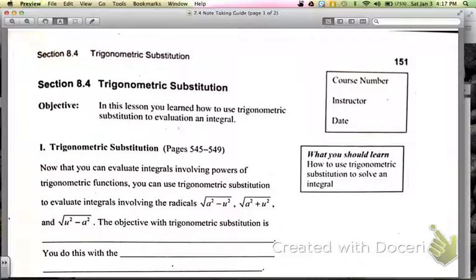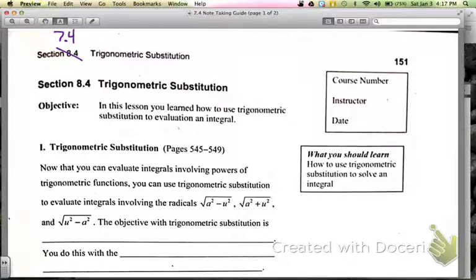All right, so this is section, it's actually section 7-4. We're getting these notes off of a different version, so you're going to see different numbers and different page numbers for different things. But it's actually 7-4 in your book, which is Trigonometric Substitution.